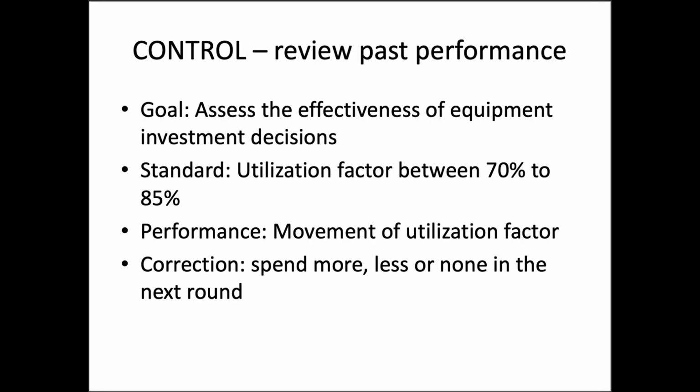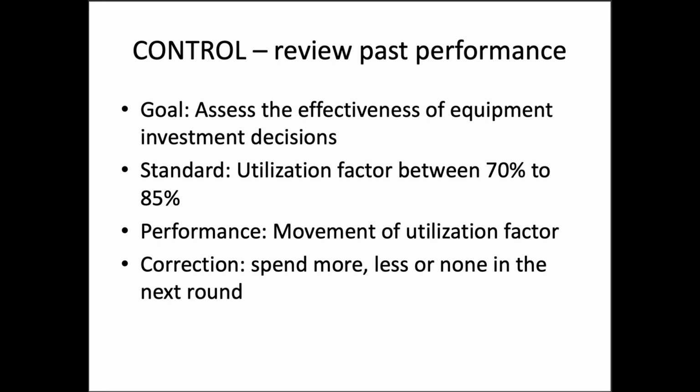Start with reviewing your performance in the past 4 rounds. Go over the control steps. The goal is to assess the effectiveness of equipment investment decisions. The standard that defines good performance is having the utilization factor between 70% to 85%. The performance to review is the movement of the utilization factor. The correction that can be made is to spend less or none on equipment investment in the next round.